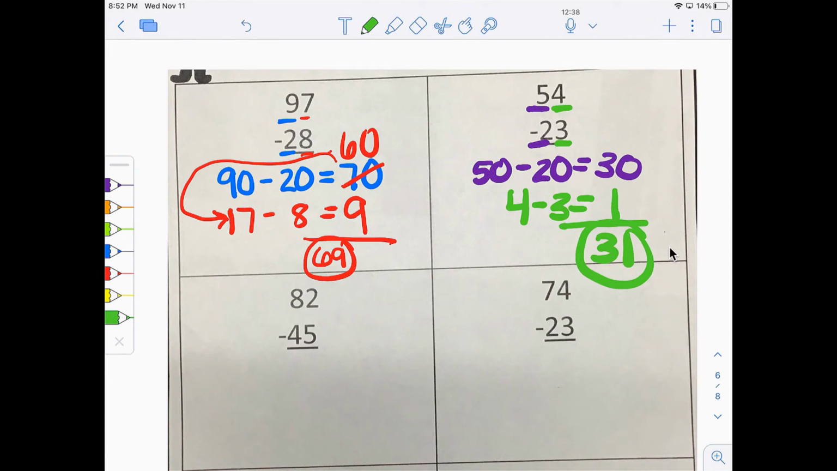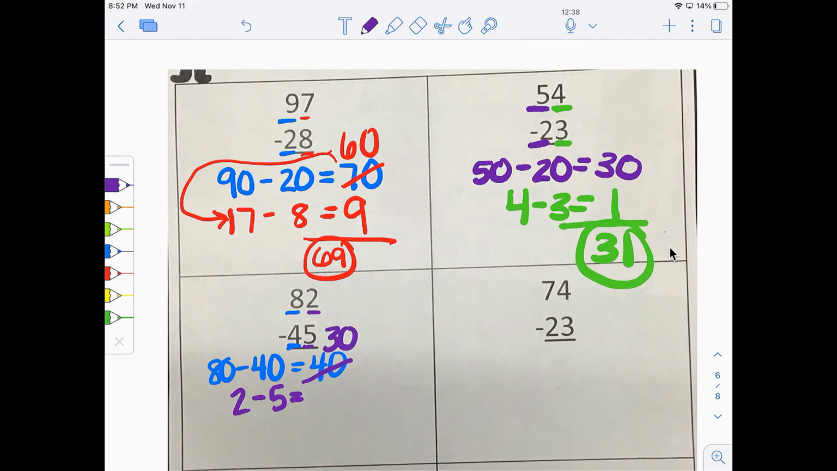All right, let's do another one. So here we have an 8 and a 4. So we have 80 minus 40, because remember, we do the value of them. So 80 minus 40 is 40. Now we can do the ones, but remember, we do have to keep them in order. So 2 minus 5, which we can't do. If we have 2, we can't take 5 away. So we're going to borrow from the 40.